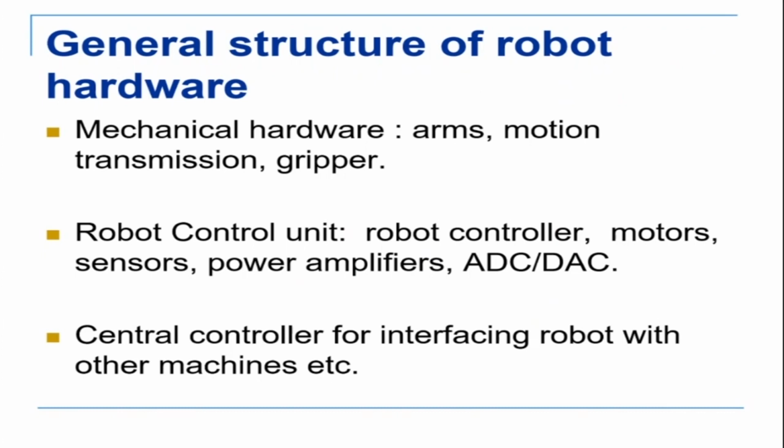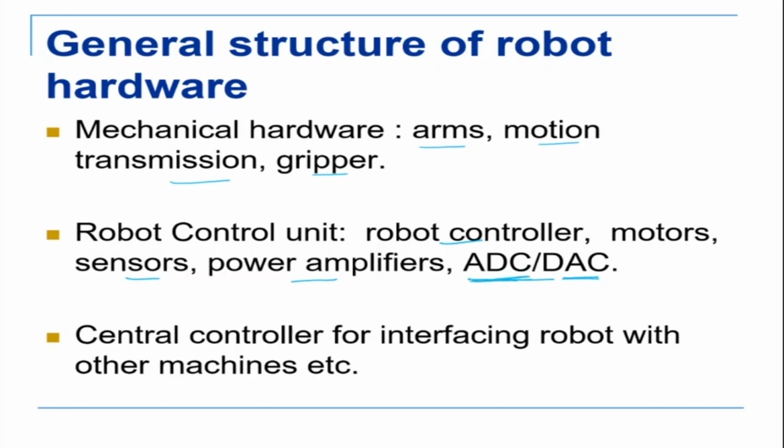Now, the general hardware of a robot consists of the mechanical hardware, which is the arms, motion transmission, gripper, then the robot control unit, which is the robot controller, motors, power amplifiers, ADCs. Okay, this is the robot control unit. ADCs are analog to digital converters and digital to analog converters. Now, some of the sensors could be analog, they could be digital. A lot of the sensors like ultrasonic sensors, these are analog sensors. So the output would be a voltage. Now it has to be converted to digital for the robot to understand. So in that case, it must have an ADC on board.